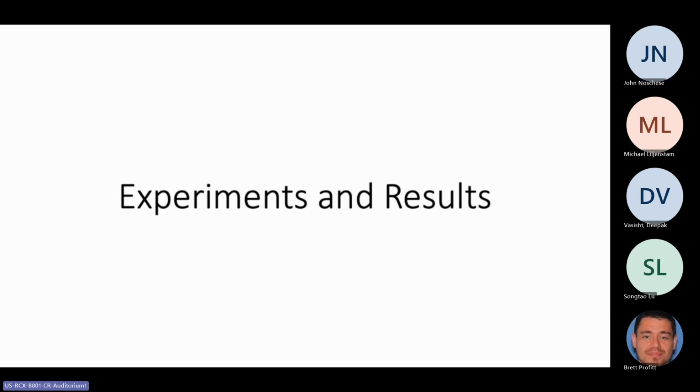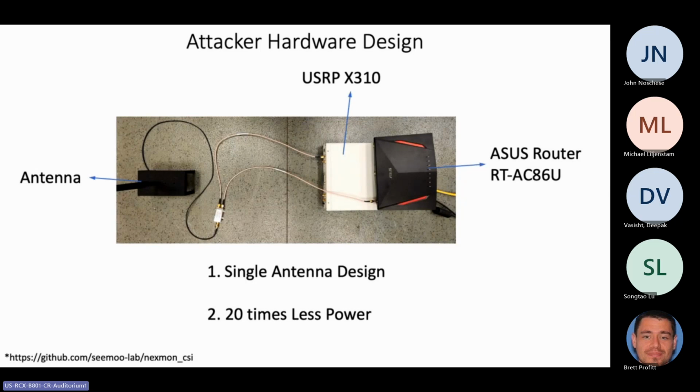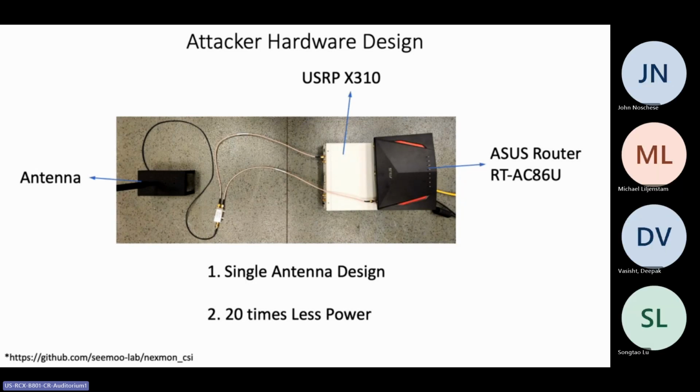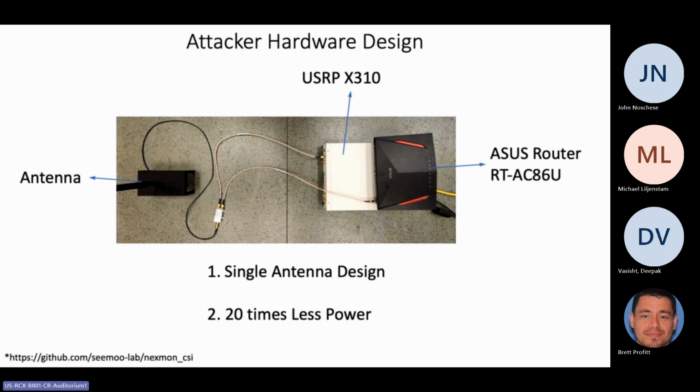Okay, so let me quickly show you some results. Our attacker is fairly simple. It's a single antenna attacker. It has at least 20 dB less power than the client, and it can have even lower power. The attacker does not have a lot of capabilities. As you can see, it has a single antenna and does not use multiple antennas.